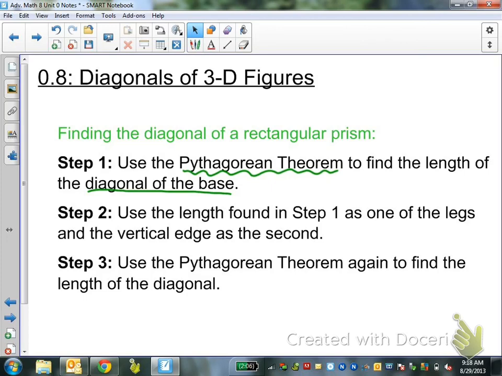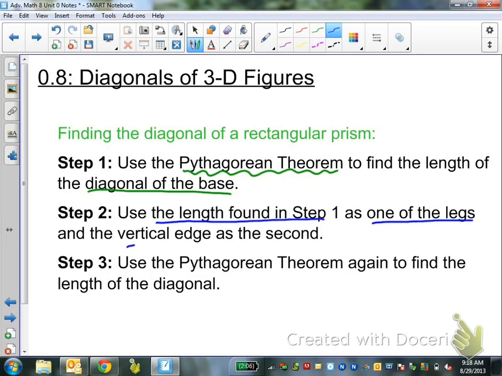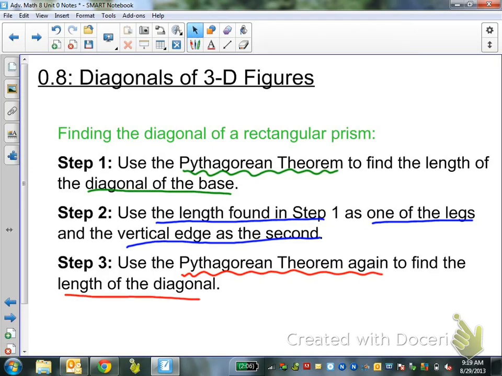After you find the diagonal of the base, you are going to use that length as one of the legs. So use the length in step 1 as one of the legs. And the vertical edge is going to be your second leg, so the height. Then you're going to use Pythagorean theorem again, which is going to help you find the length of the diagonal. So we're actually doing Pythagorean theorem twice.